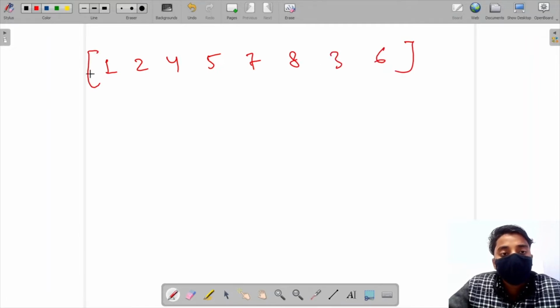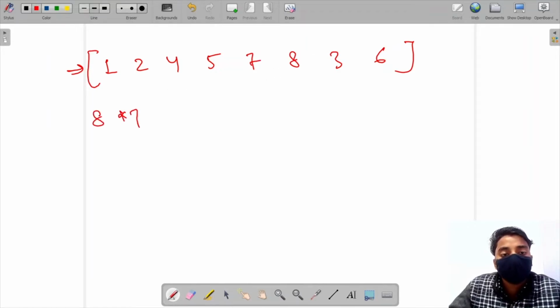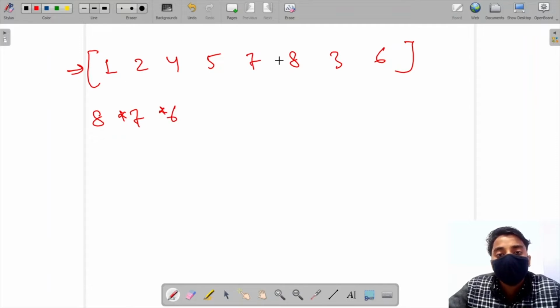Let's say this is an array. Now we need the maximum product of three numbers. So the maximum product of three numbers will be the three maximum numbers if we multiply them. This means the maximum three numbers are: first is 8, second is 7, third is 6 in this array. If we multiply these three numbers, we will get 7 times 8 is 56, into 6, that is 336.